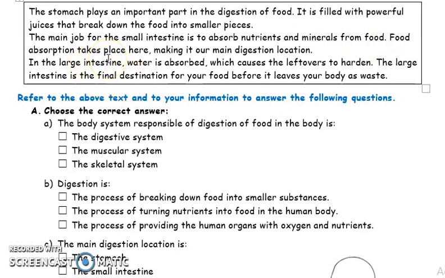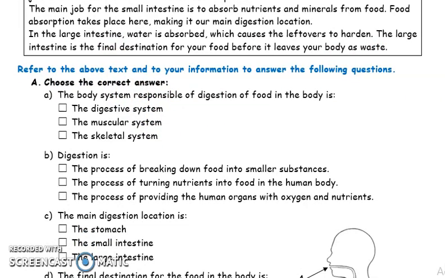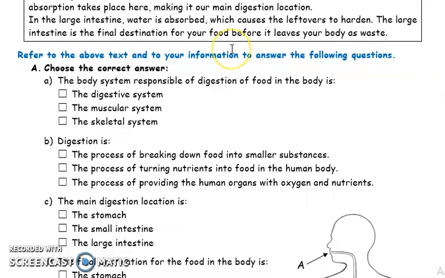In the large intestine, water is absorbed, which causes the leftovers to harden. The large intestine is the final destination for your food before it leaves your body as waste. What's the correct answer in each of the following points? The body system responsible for digestion of food is the digestive system, the muscular system, or the skeletal system. Which body system is responsible of digestion, of turning food into nutrients?